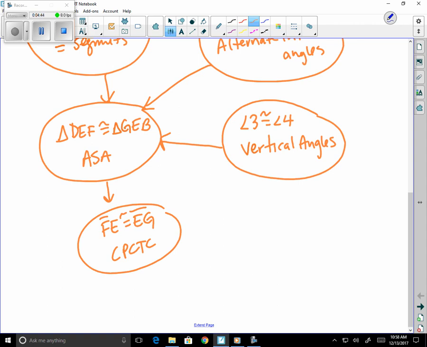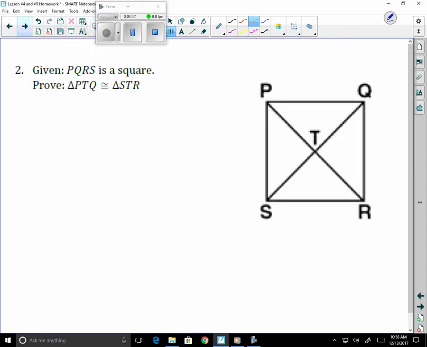All right, so let's move on to the next one. The next one says that this is a square, and this is the one in class I said has a lot of different ways of proving it.